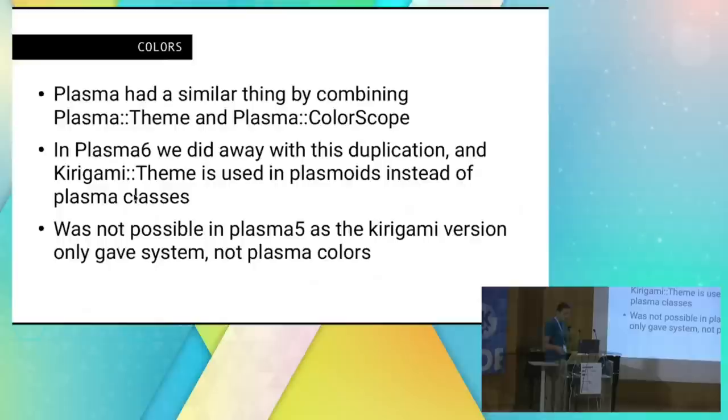Another class that was in Plasma was ColorScope, that was implementing that color inheritance that I talked about before. Also that goes away from Plasma 6. So yeah, just use the Kirigami version.